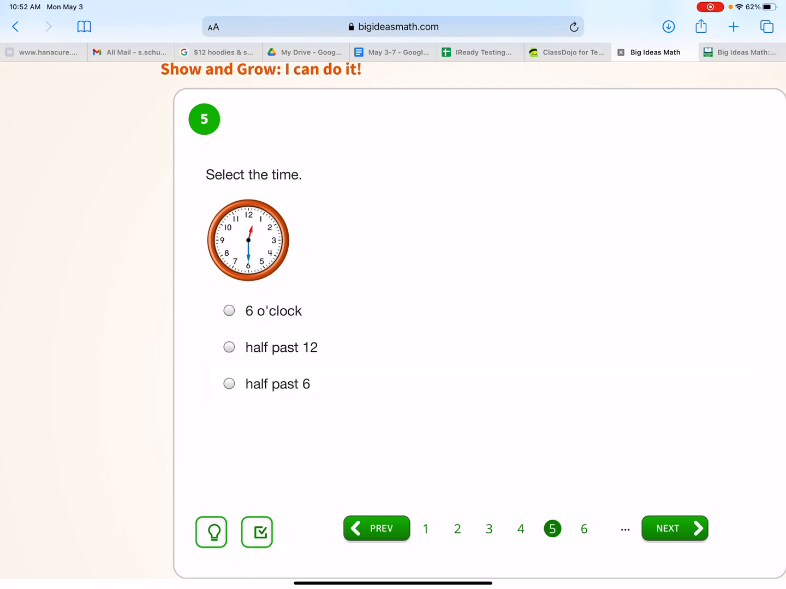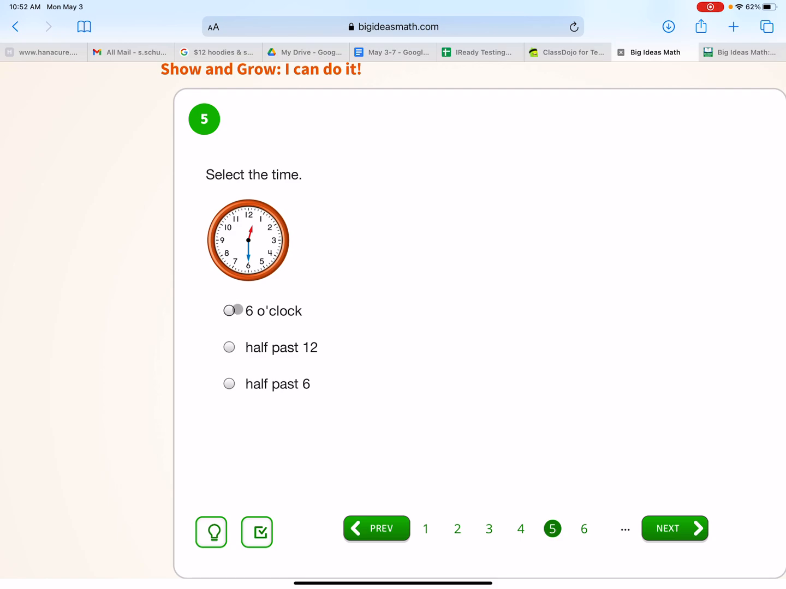Okay, number 5. Now we're looking at this example. So the hour hand is between the 12 and the 1, and then the minute hand is on the 6. So if we look at the time, you notice the hour hand is not on the 1 yet, so we know it's still going to be considered the 12th hour, and then the minute hand is on the 6, so we know that's 30 minutes if we count by 5s, because 12 is 0, and if we count 5, 10, 15, 20, 25, 30, it's going to be 12:30.